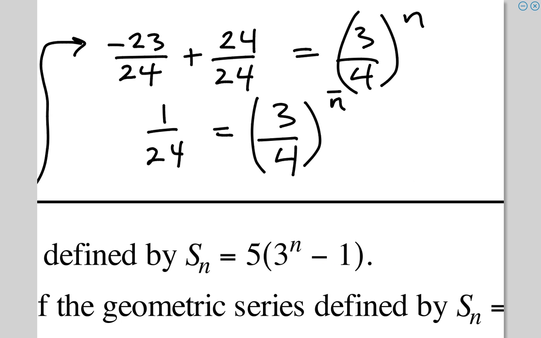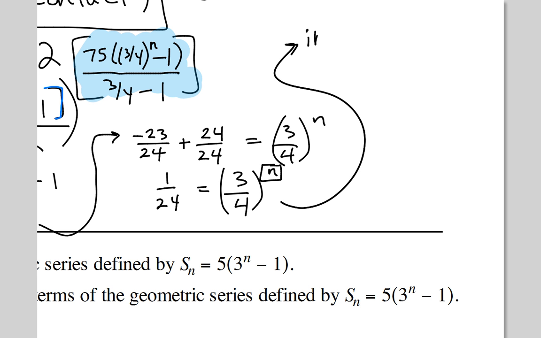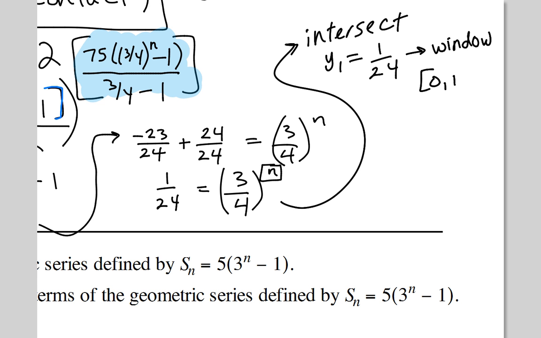At this point, still, just like at the beginning, you're still in the same spot. I mean, you've done some really good algebra. You should be proud of yourself. You still have the same issue. I'm not in Math 30. I don't know the logarithm. I got to use my calculator anyway. So use your intersect feature. y1 is a 1/24, which is very small, so you need to adjust your window. I would go like 0 to 1 in the y, because this is a fraction. And then y2 is this 3/4 to the n.